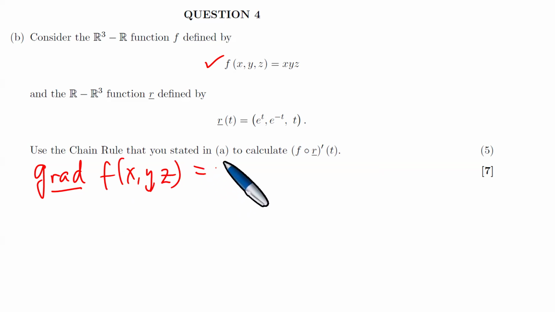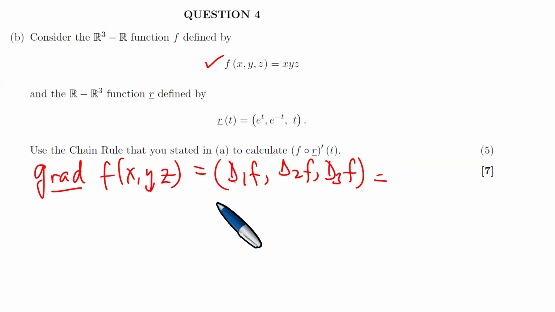Okay. What is this? Is d1f, d2f, d3f. Okay, this is in the notation of this module. d1 is the derivative with respect to x of this one. With respect to x, differentiate x is 1, and you're left with y, z. d2, with respect to y, derivative of y is 1, you're left with x and z. d3, with respect to z, derivative of z alone is 1, you're left with x, y.